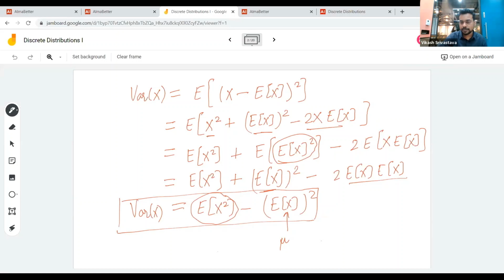Can you please let me know over the chat if you're able to understand how we are getting the variance of x as this? Can you please let me know over the chat if you're able to comprehend what we have written? Okay, I think most of you are able to understand this. And okay, I'll just repeat.